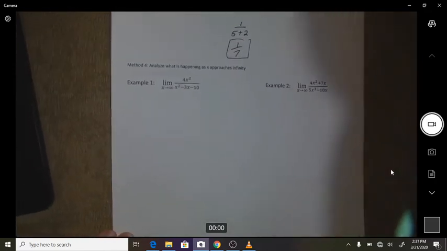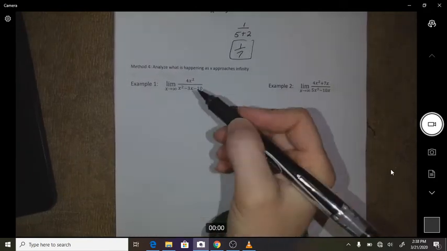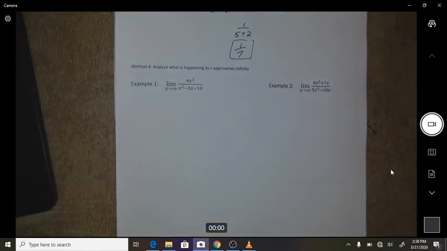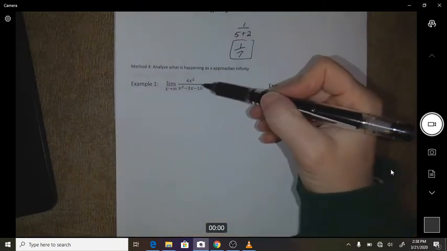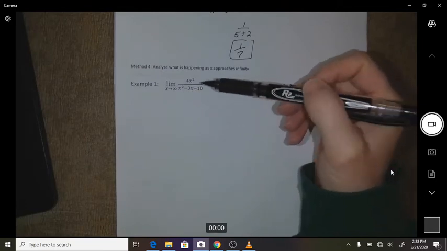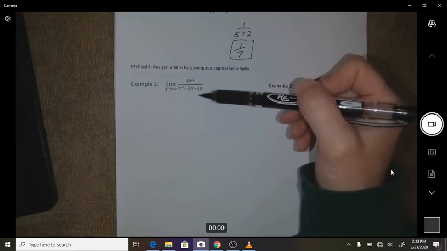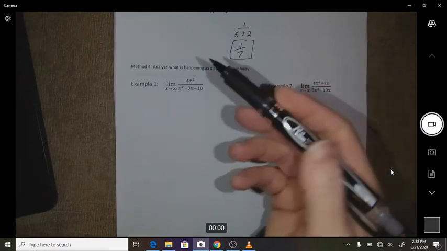Okay, method 4. Our fourth method is analyzing what happens. First one, x is approaching infinity. So we have to think about what's going on. Here we're squaring and here we're squaring, so that's the largest degree. Think about 1 billion squared times 4, and 1 billion squared minus 3 billion minus 10.